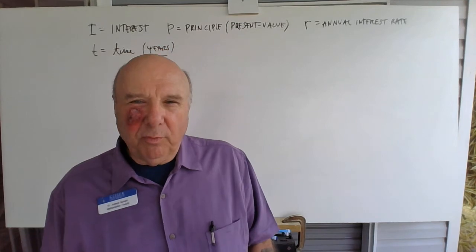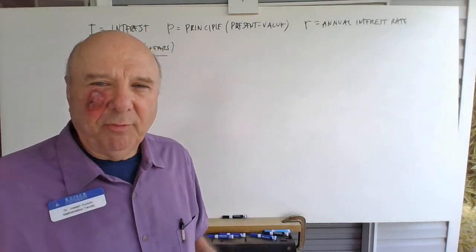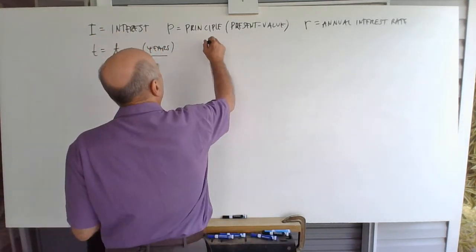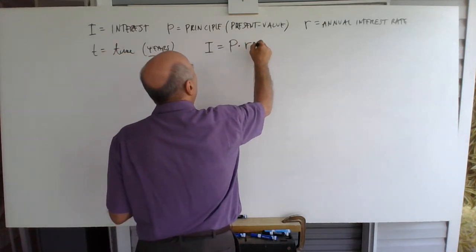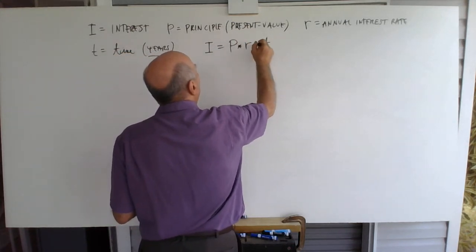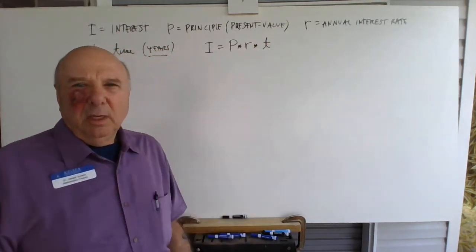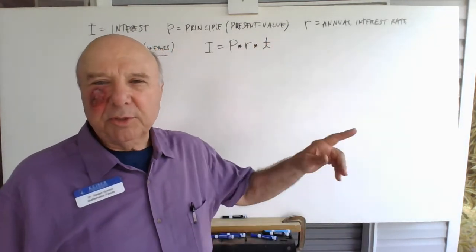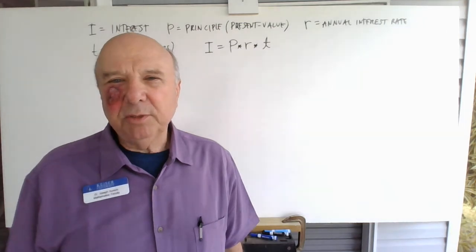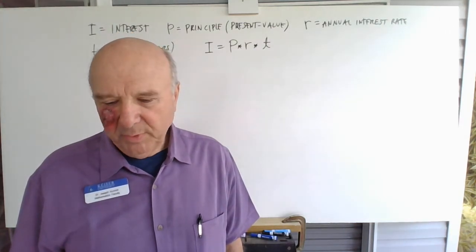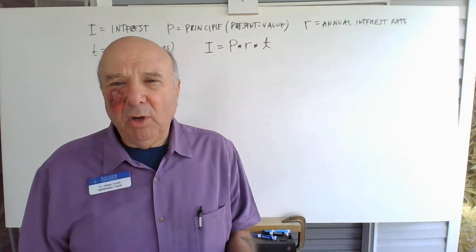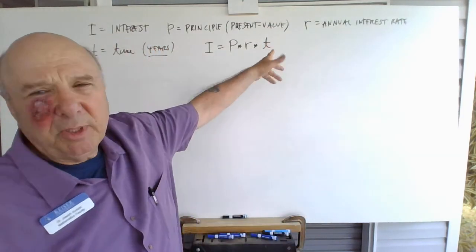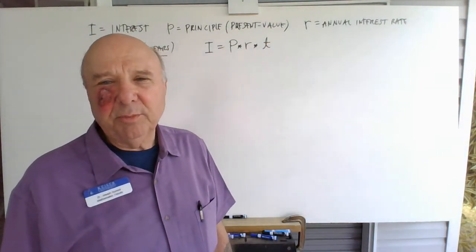So when calculating interest, we have a formula, the simple interest formula. I equals PRT. I put the little stars in there so you see it's multiplication. I equals PRT. So you just fill in the blanks. But remember, you've got to change R from a percent to a decimal, because R can be given as a percent.